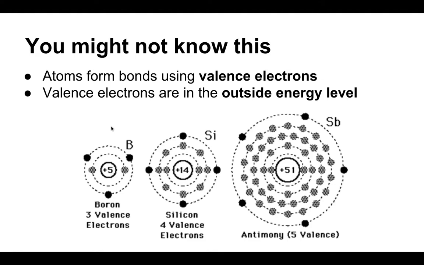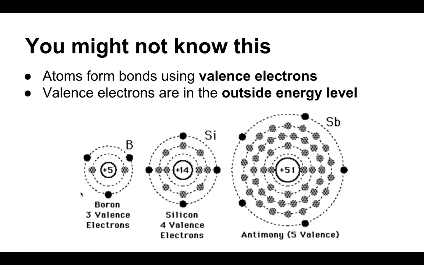Now I'm going to introduce some new information to you. Feel free to pause, rewind, or watch this video again if you want to hear the information again. Today I'm introducing to you the term valence electrons. These are very, very special electrons. They are electrons that live in the outer energy level of an atom.